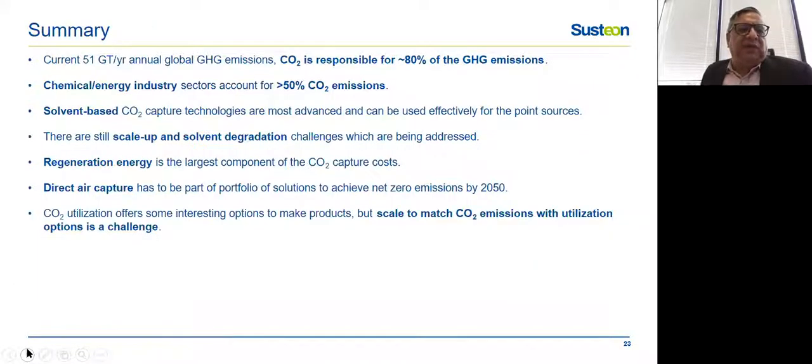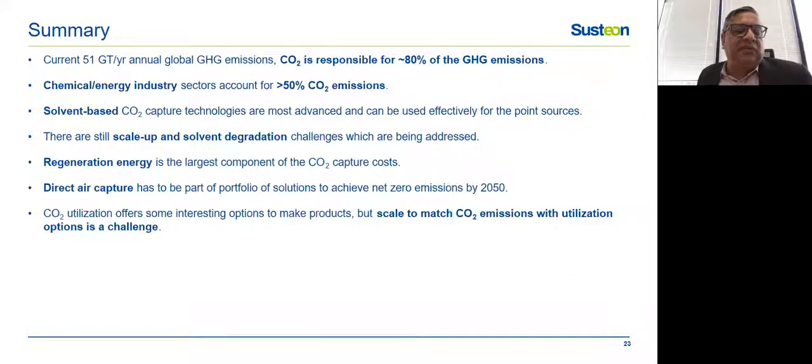So in summary, we have 51 gigatons per year of global greenhouse gas emissions. CO2 is about 40, and we need to do something about it to get to the net zero target. The chemical and energy industry sectors account for more than 50% of the CO2 emissions. I think solvent-based capture technology is the most advanced, and it can be effectively used for point sources. There are scale-up and degradation challenges which are being addressed. Regeneration energy is the largest cost component, and there's a lot of R&D being done there to reduce this number.